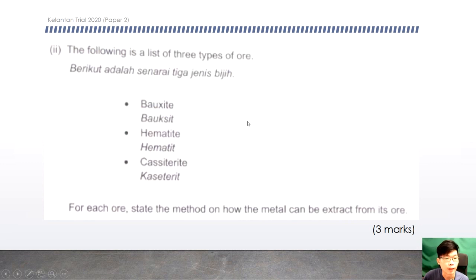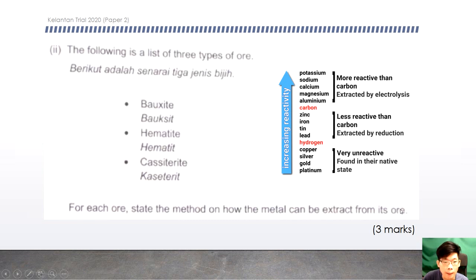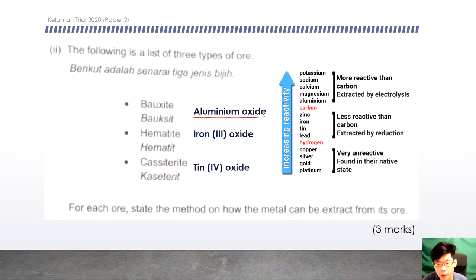Now, the following is a list of 3 types of ores: bauxite, hematite, and cassiterite. For each ore, state the method on how the metal can be extracted from its ore. So here you have to know that bauxite actually contains aluminium oxide. So where is aluminium? Aluminium is here.